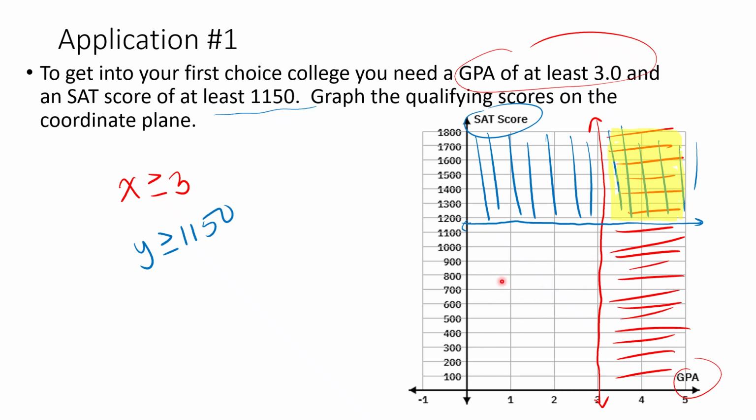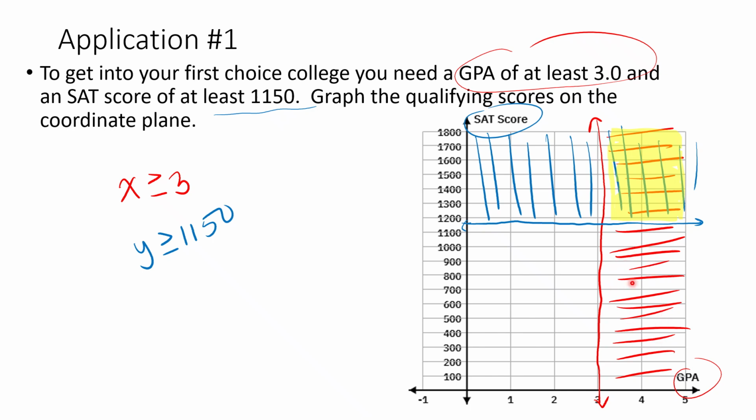Okay. And so I've done this problem in class before, and I'll go through the different regions. So this region down here, it means that you're not going to go to that school, okay? I don't know what kind of athletic scholarship you need to overcome this, but you don't have the minimum GPA and you also are not meeting the SAT threshold. In this region, you're meeting the GPA, but you're falling short on the SAT threshold.